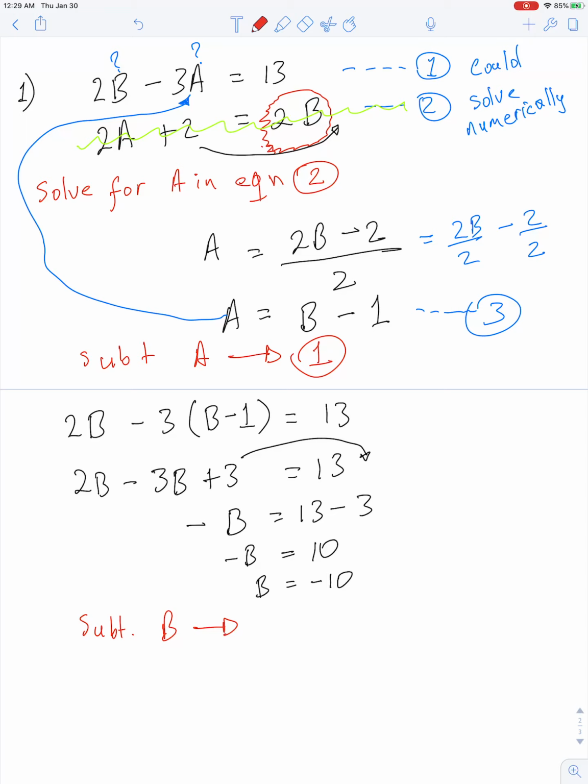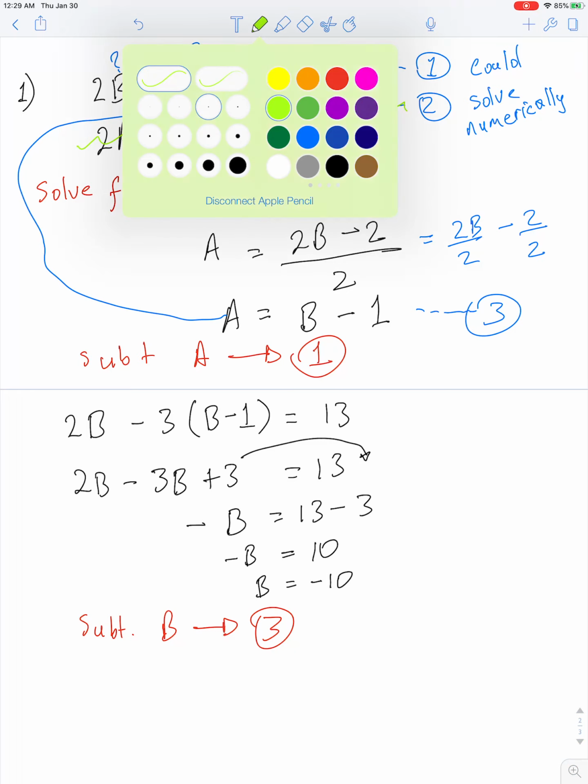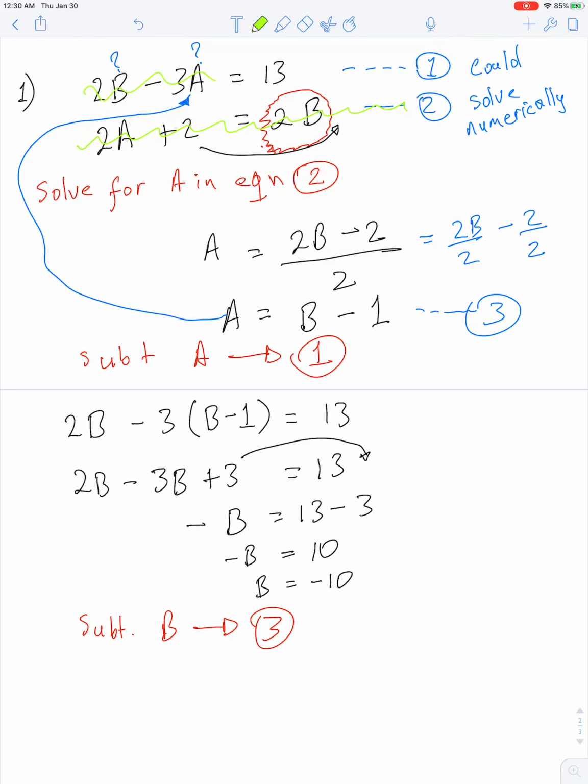B in, guess what? 3. Because you had it written in terms of b, so I just take the value of b and stuff it where I saw b. Because remember, you just finished with this equation, so you don't go ahead and stuff it back in that. You use the one that you have left.